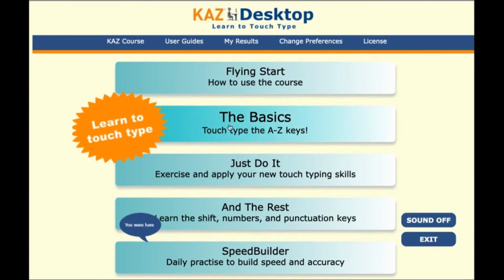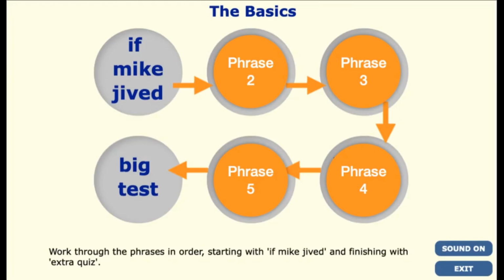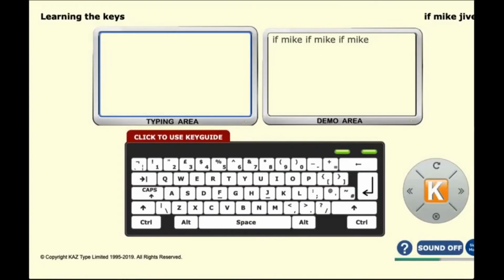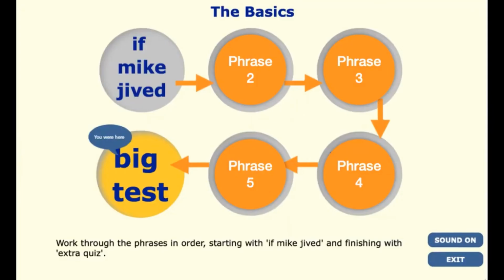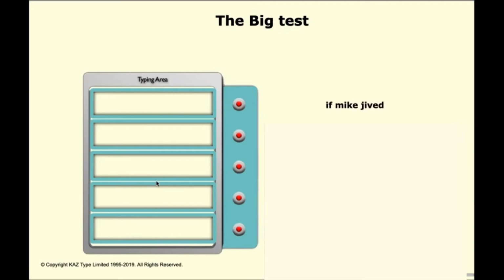Returning back to the main menu, the basics is where you will learn to touch type the A to Z keys, using our 5 trademark phrases. Each phrase takes approximately 15 to 20 minutes, that's all. Work through each phrase in order, don't skip any, and then take the big test, which will test you on the phrases you have just learned and highlight the keys you're having trouble with.